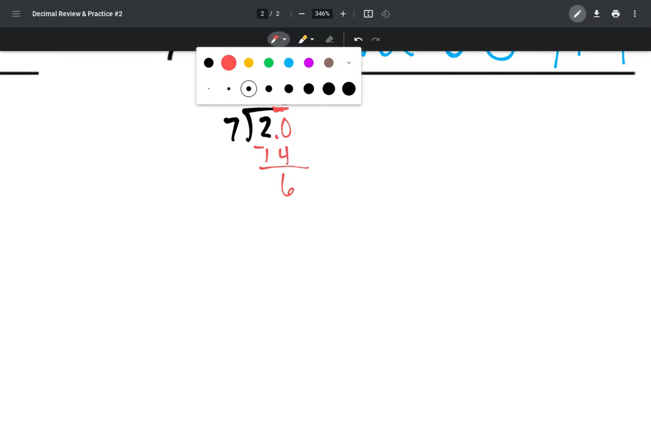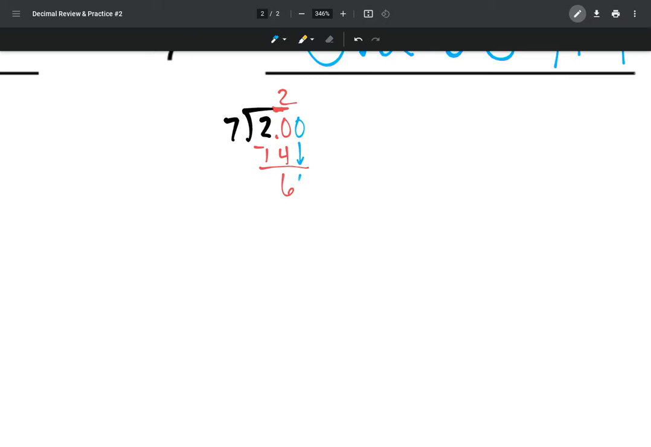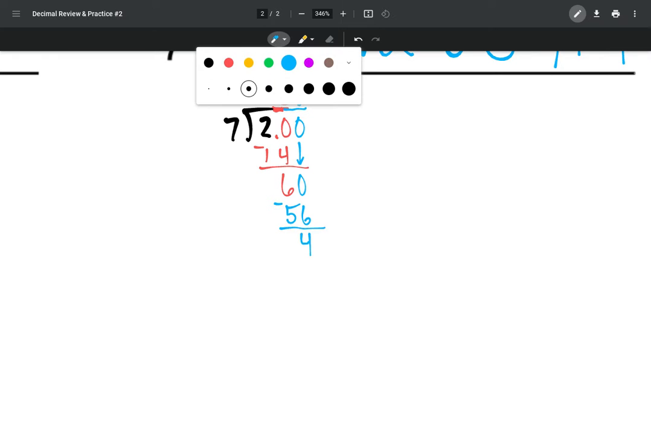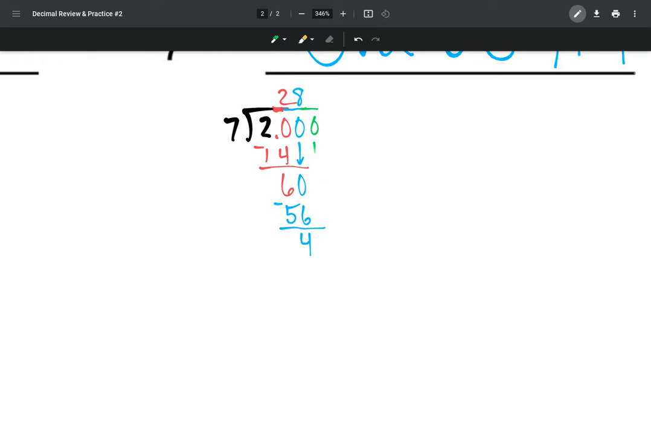We'll add our next invisible 0, bring it down. There's 8 groups of 7 in 60. 8 times 7 is 56. Subtract and get 4. Let's bring down our next invisible 0.